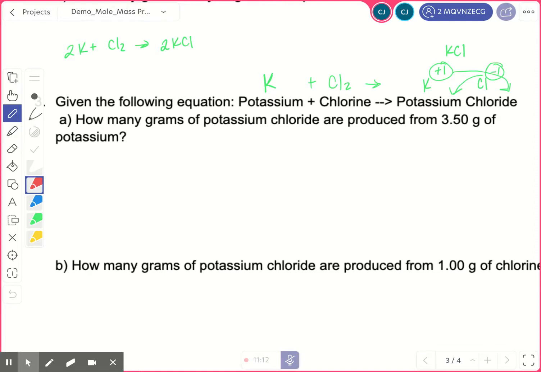All right, now the fun part. How many grams of potassium chloride are produced from 3.50 grams of potassium? All right, so we have grams of potassium chloride are produced from 3.50 grams of potassium. All right, what do I do first?